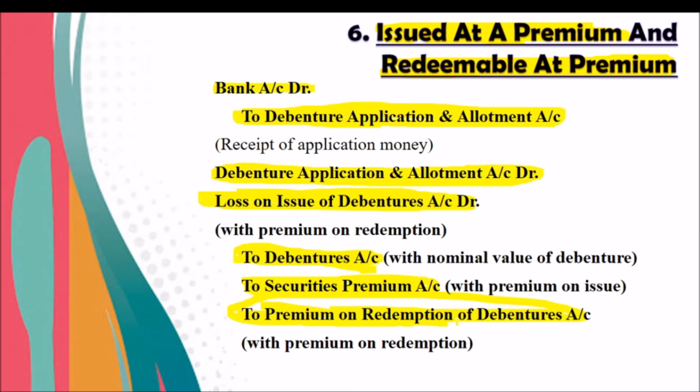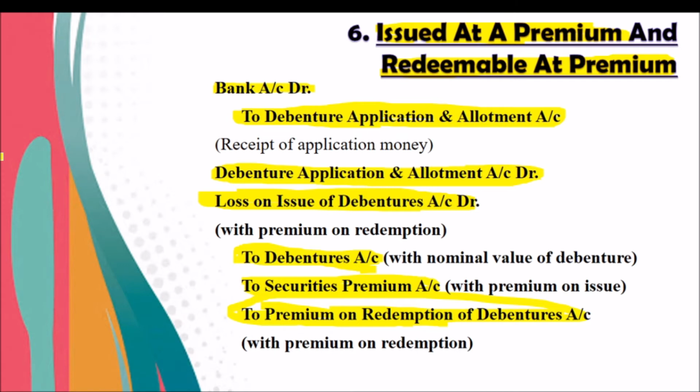The entry for the redemption of debenture includes: debentures account debit to debenture holders account, and when the amount is given to the debenture holders, debenture holders account debit to bank. So the entry will be debentures account debit to debenture holders account, and debenture holders account debit to bank when the amount is paid to the debenture holders.